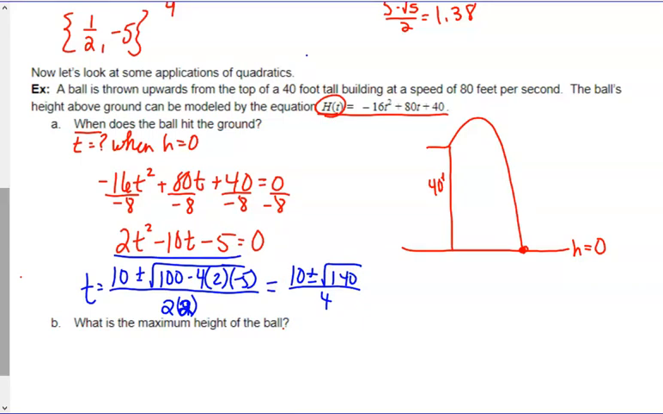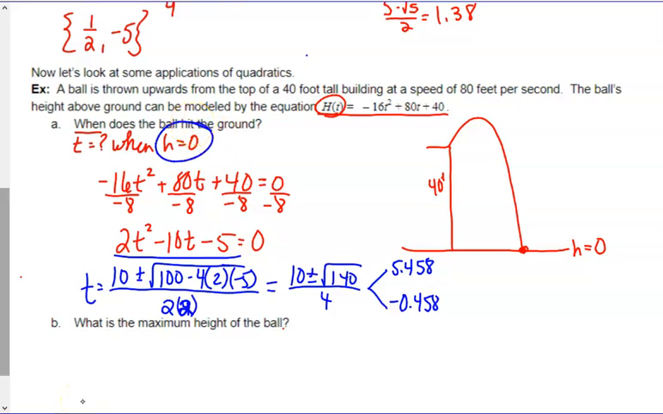Now, if you actually do this in your calculator, this is not a perfect square. So we're going to have a decimal here. So if you do 10 plus root 140 all over 4, you get 5.458 rounded. If you do 10 minus root 140 all over 4, you get negative 0.458. And those are my 2 times for when the height equals 0.